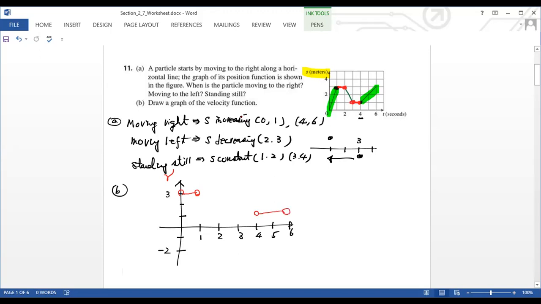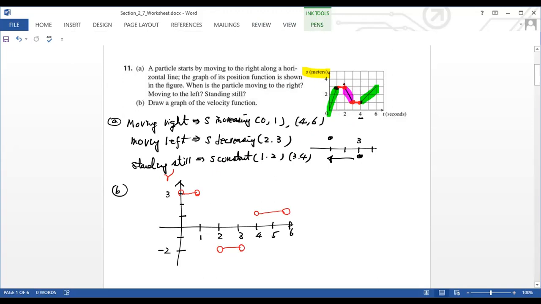And now let's take a look here. For this one from 2 to 4, it is a line, so the slope is rise over run. So what is rise over run? It is negative, right? -2, so it's 2 to 3. So 2 to 3 is -2. So this is my 2 to 3.